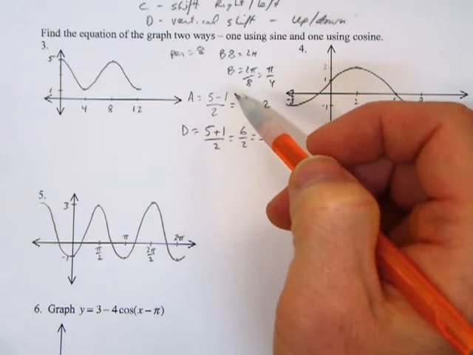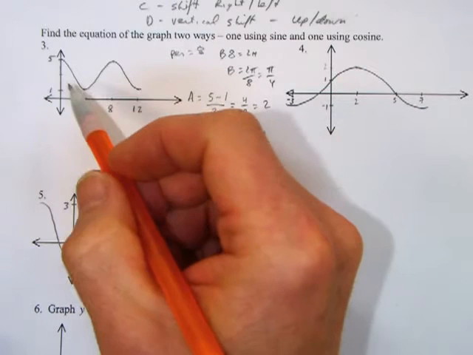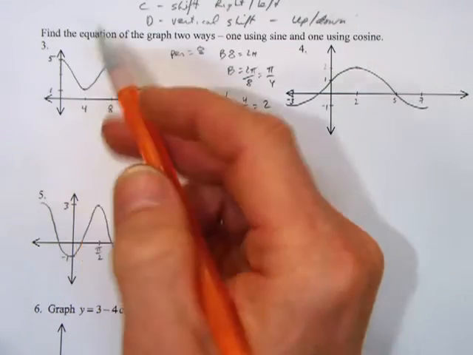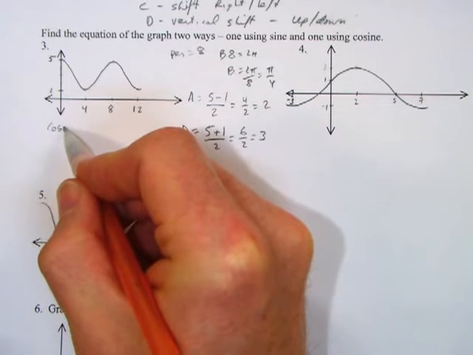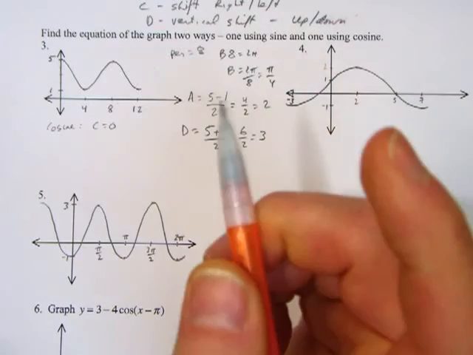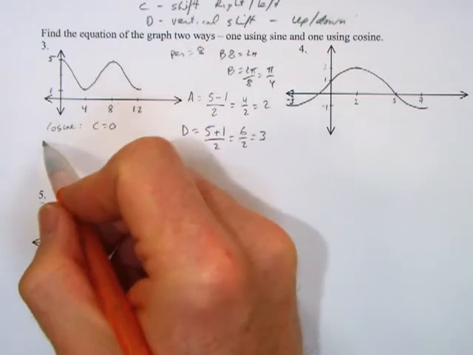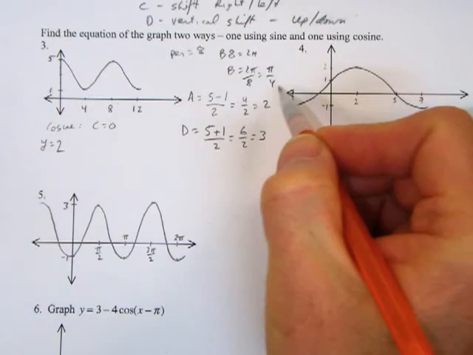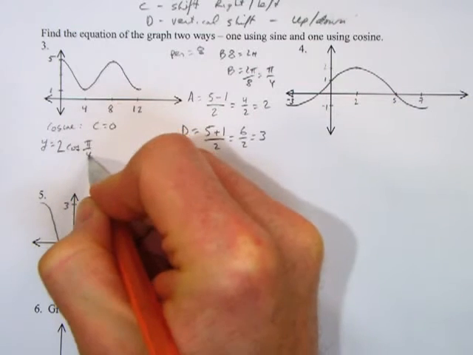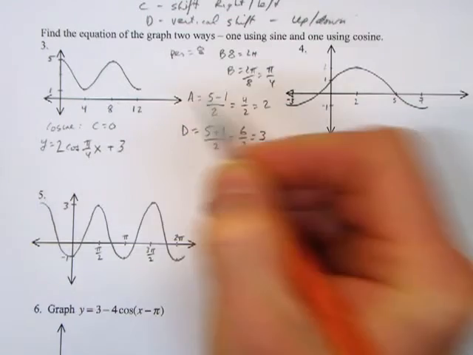Well, C is going to depend on whether it's a sine or a cosine graph. So which one is easier right now? You should recognize right away that cosine is the easiest one since it starts at our high. So if it's cosine, then C is 0. That would be the easiest way to do it. So that equation would be y equals, we have our A, 2 cosine of pi over 4 times x, there is no horizontal shift, and then we'll add 3.